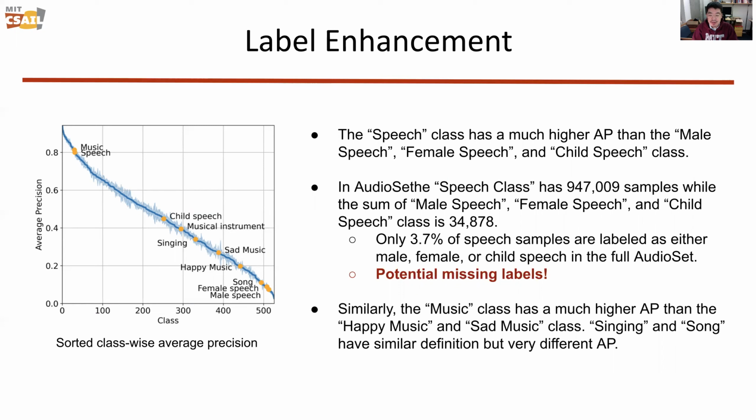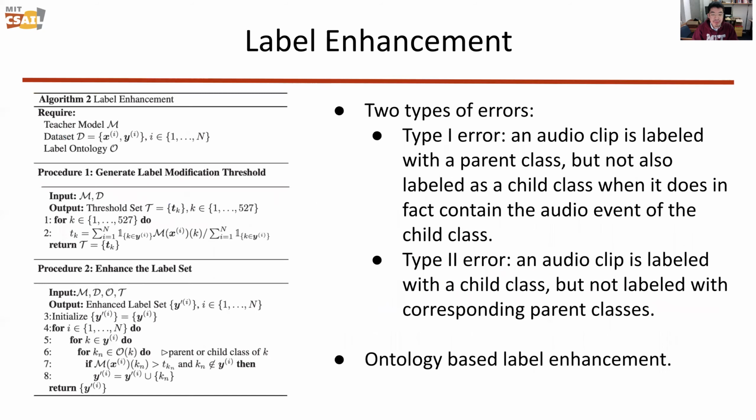It's not the only case we find in the AudioSet. Similarly, the music class has a much higher average precision than the heavy music and sad music classes. Singing and song have similar definitions, but very different average precision. So we identified two types of labeling error in the dataset. Type 1 error is when an audio clip is labeled with a parent class, but not also labeled as a child class, where it does in fact contain the audio of the child class. And type 2 error is when an audio clip is labeled with a child class, but not labeled with the corresponding parent class.